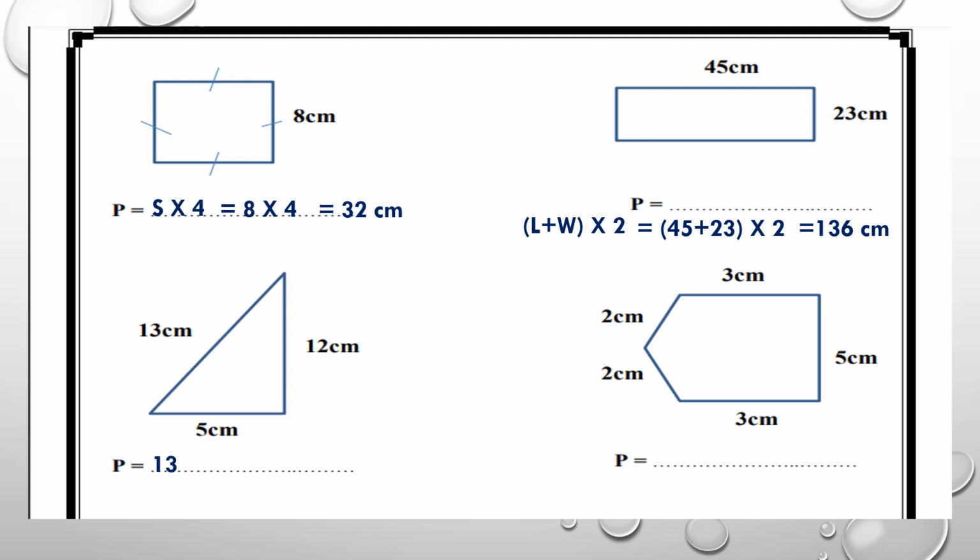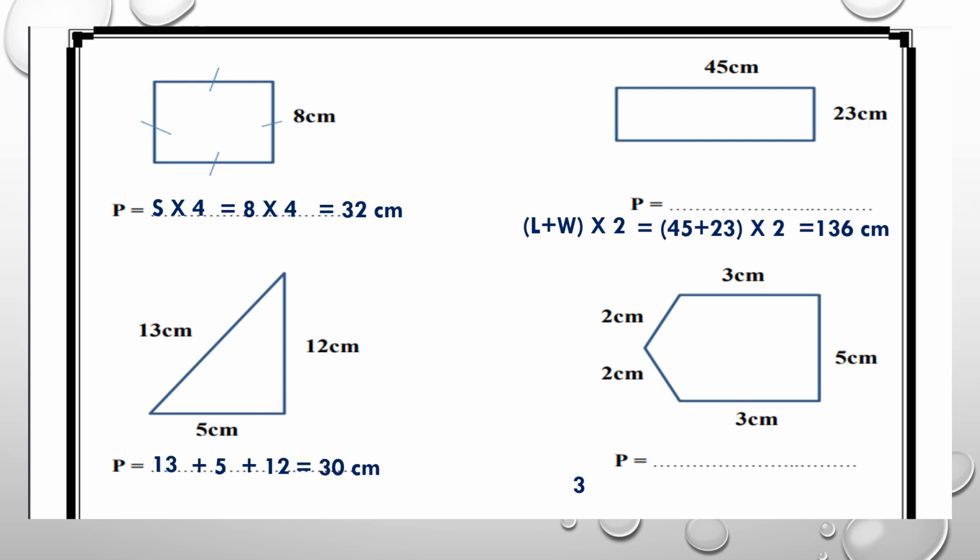Number 3, I have a triangle and the side lengths of this triangle equal 13 centimeters, 5 centimeters and 12 centimeters. So to get the perimeter, I have to add all the sides together. It will be 13 plus 5 plus 12, and the result will be 30 centimeters.